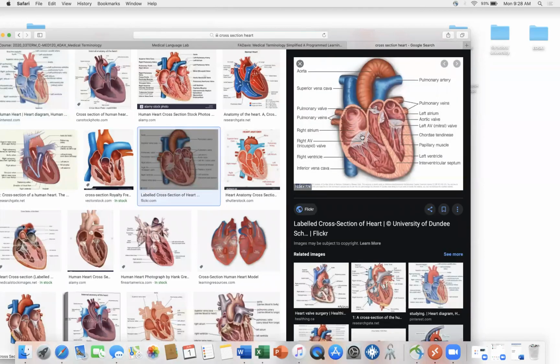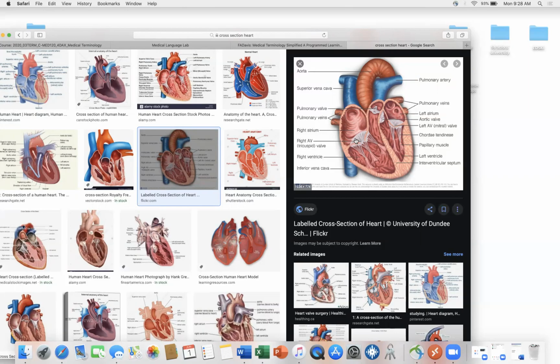Okay. See these valves? This is your atrium right here. They're the smaller rooms or cavities within your heart. See this big thing here? These are your ventricles. So your AV valve has to be the what? The valve that's in between your atrium and your ventricles.